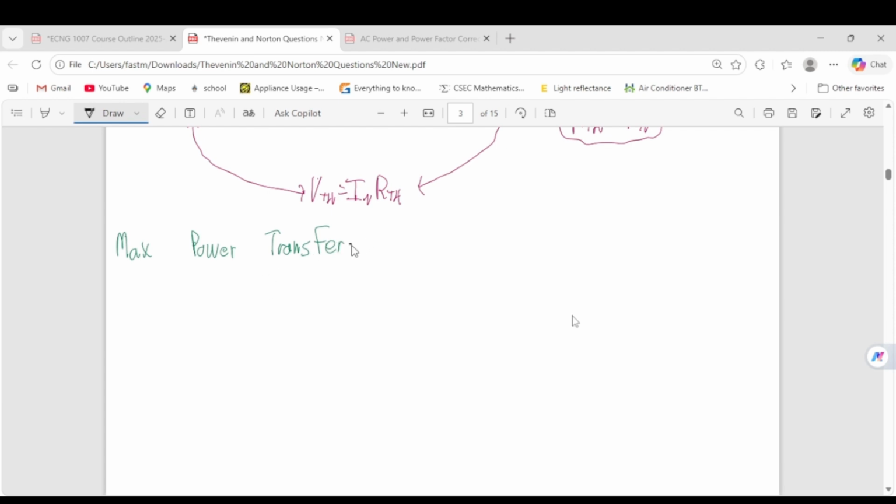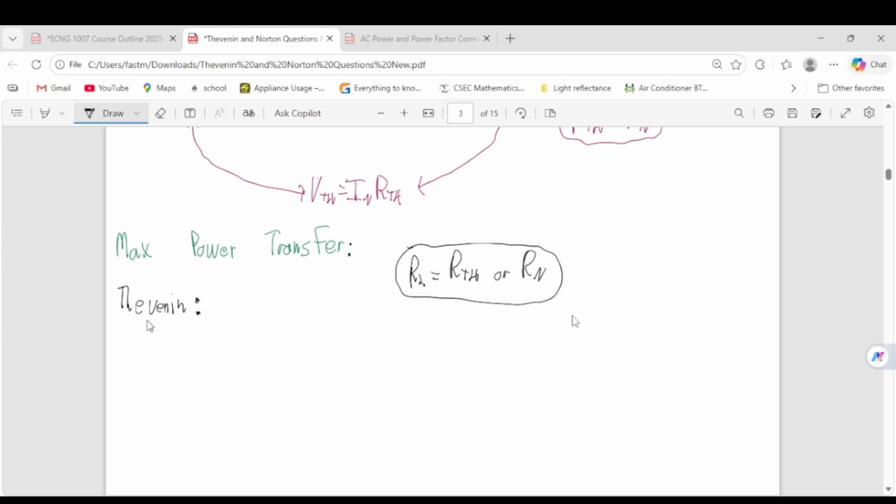Alright, so back to the maximum power transfer. You have two equations for the Thevenin. The maximum power transfer, as I said, for both equivalent circuits, occurs when your load resistor is equal to the value of RTH or Rn. This is the same value for both of them, right? That's when the maximum power transfer occurs. All you need to do is just plug in the value.